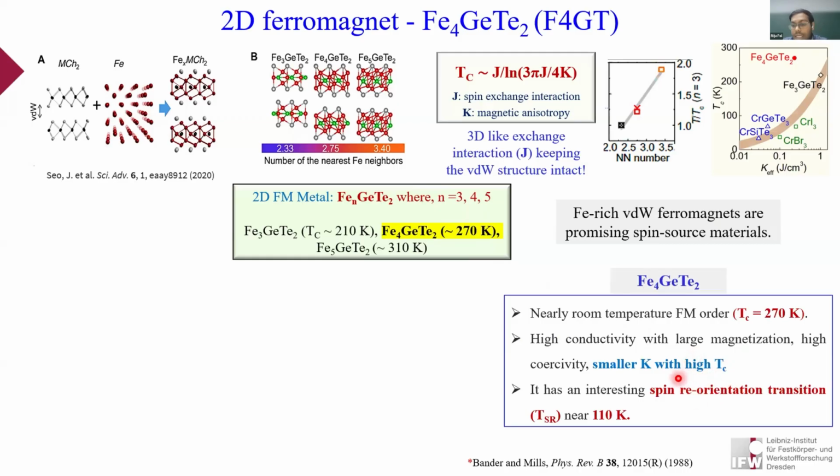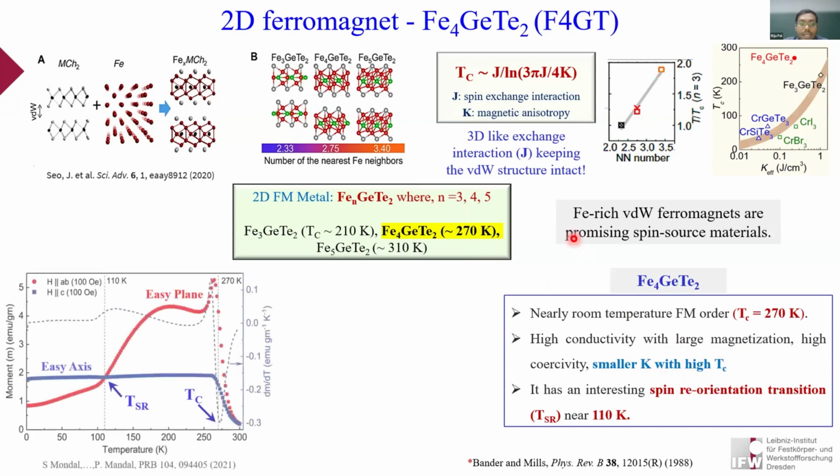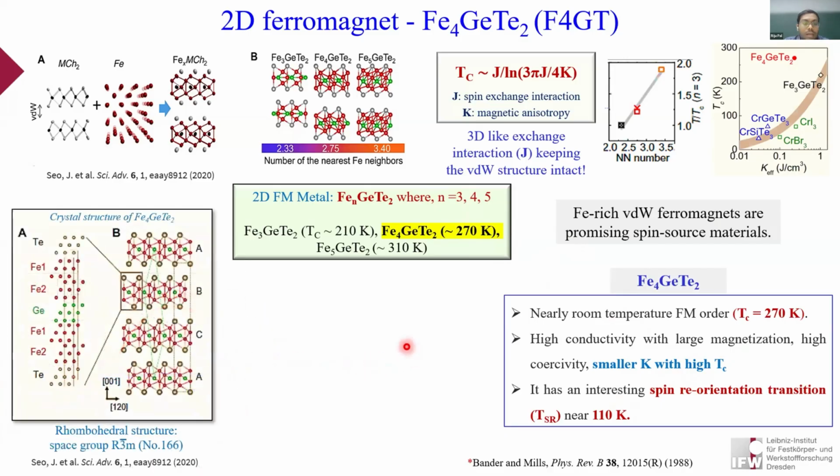And most interestingly, it has a spin reorientation transition near 110 Kelvin. That means if we look at the magnetization curve, as we decrease the temperature, the magnetic easy axis lies in the AB plane at higher temperature. But if we go below 110 Kelvin, then the magnetic easy axis lies along the C axis. So there is a change of the magnetic easy axis with temperature. We basically focused on this material.